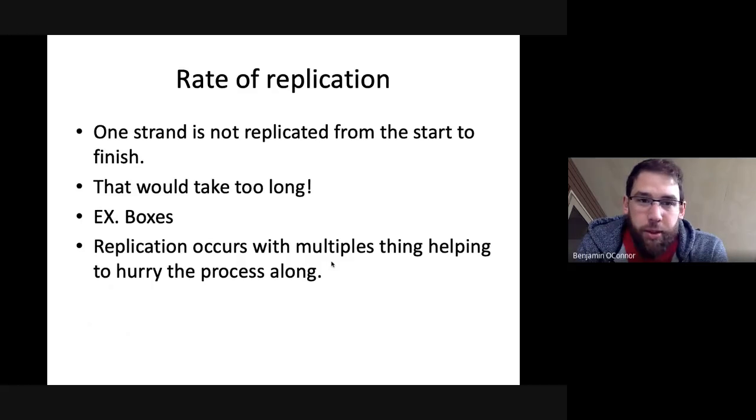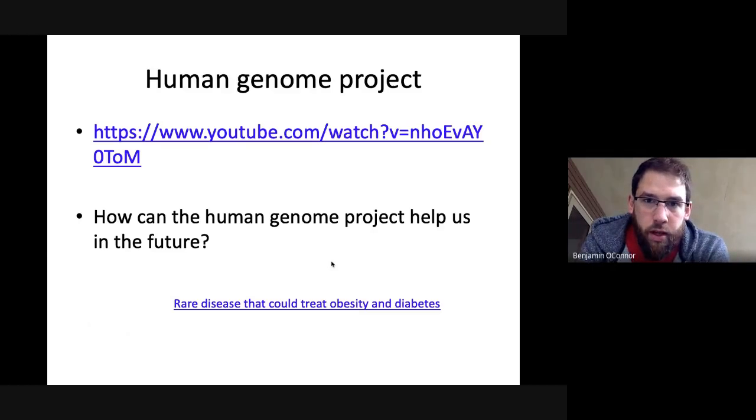All right, so the rate of replication. One strand is not replicated from start to finish. It would take way too long. If you imagine a whole strand of DNA, it will have different parts of it copying at the same time, and then all of the complementary strands kind of lift and make their own combination into a chromatid.